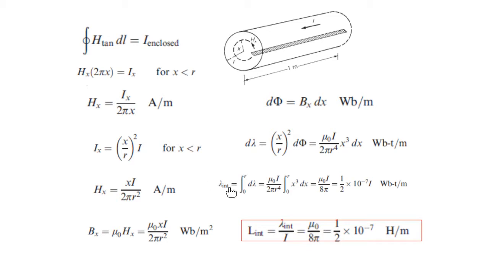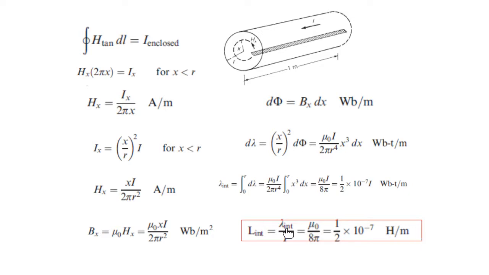What is lambda, for example? This is flux linkage. And then we got internal inductance. Internal inductance is inside. So what will be the internal inductance? As you can see, we just divide by the current. And this is the flux linkage, half times 10 to the power of minus 7 times the current. So it becomes constant. Therefore, this becomes 0.5, which is 1 over 2, times 10 to the power of minus 7 Henry per meter.